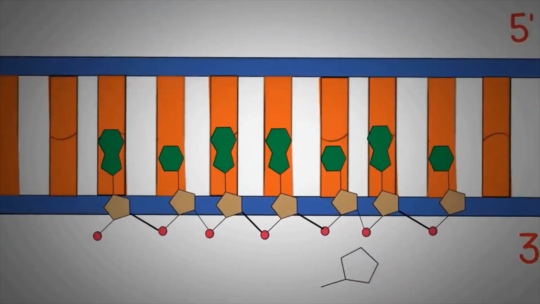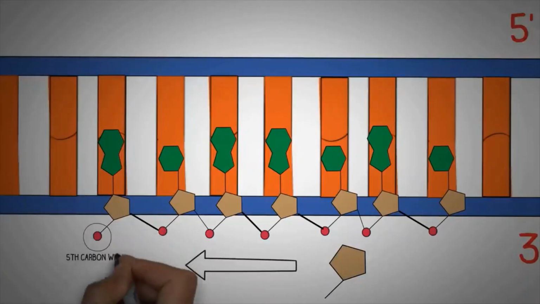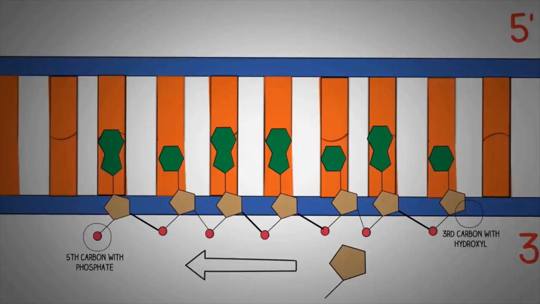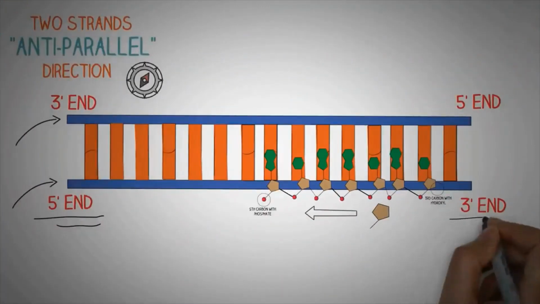And you can also see how all the deoxyribose sugars are aligned in this direction. Due to this orientation, the 5th carbon is always located on this side to which the phosphate groups are attached, and the 3rd carbon is always located on this side to which the hydroxyl group is attached. This defines the 5' end and the 3' end of this strand of the DNA.